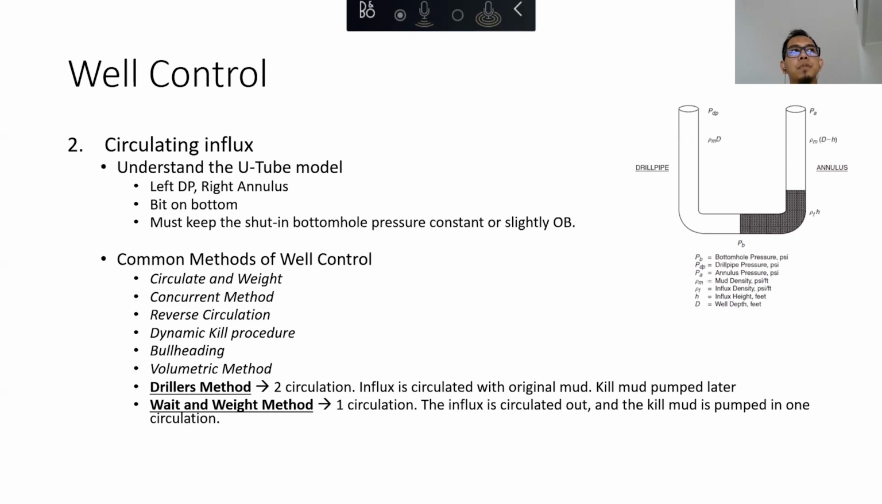However, in the wait and weight method, it's only 1 circulation, but the calculation is a little bit different, and the process is a little bit shorter, but needs extra care. So the influx is circulated out together as you pump in the kill mud weight. For me personally, I like the driller's method because it's quite clear and straightforward. Some others prefer the wait and weight method.